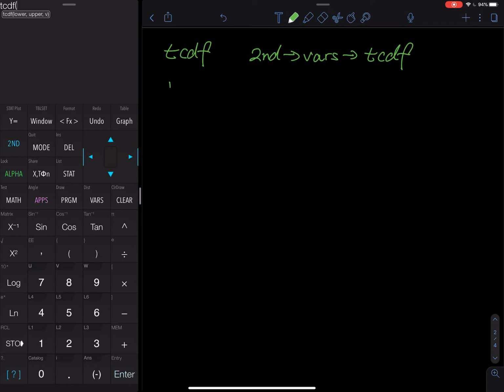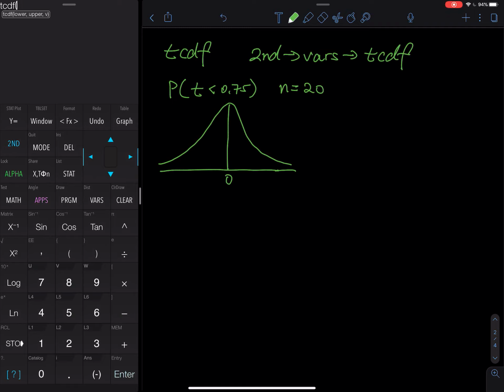Let's say I want to find the probability that t, again I gave you the t that is after standardization, is less than, let's say, 0.75, and then n is equal to 20. How's that? So we have a curve. I know the t curve is determined by the sample size or the degree of freedom, but when you draw a t curve, just draw a bell curve. We have mean equals 0 right in the middle, 0.75, and then this is the area that I am looking for.